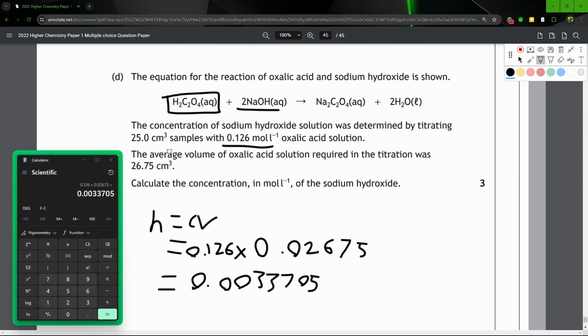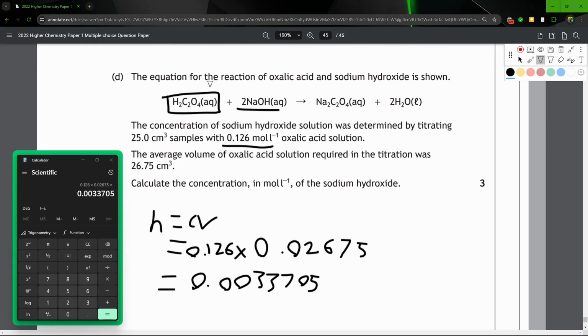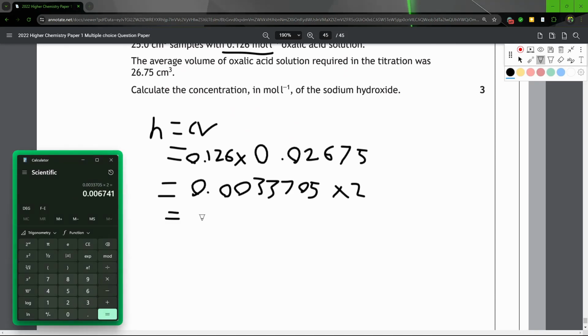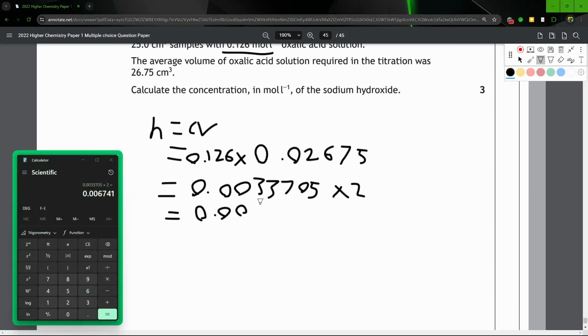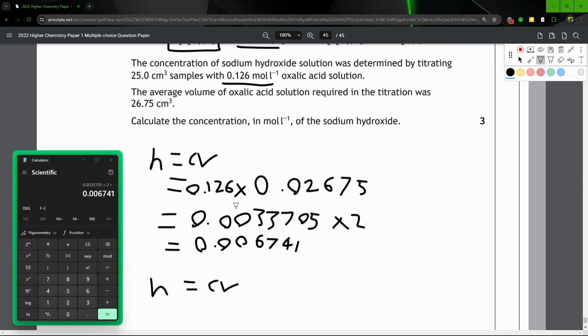And then one other thing we need to do, remember, is say this is a 1:2 molar ratio. So one of these can react with 2, so we can times this by 2, because that'll give us the number of moles of sodium hydroxide. So that'll be 0.006476741.